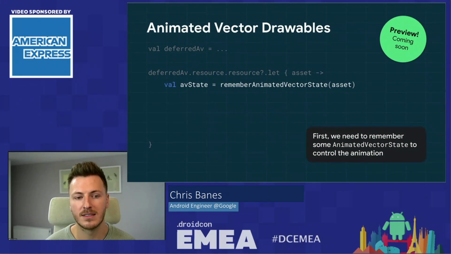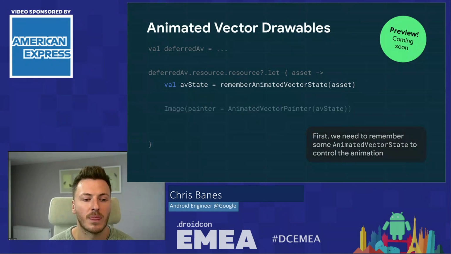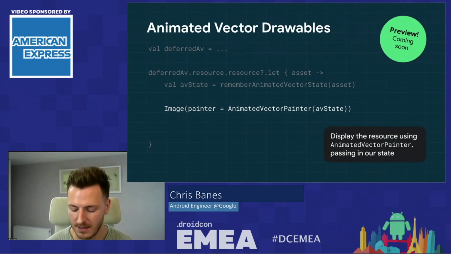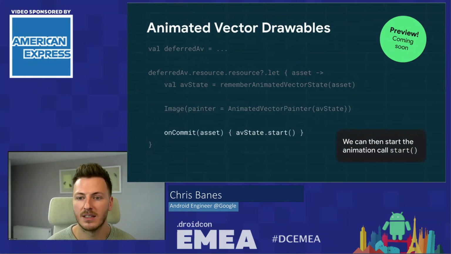Now, to display it's slightly different. We need to create, remember, an animated vector state. And that allows us to actually control the animation. Remember, this is an animated drawable. It's not just a static thing. And then we can display it. We do that by creating an animated vector painter, giving it that state. And then finally, we just start the animation. And so here we're just doing it in an on-commit lambda, so that whenever it's first loaded, it just starts. But you can imagine this could be hooked up to scroll events or, I don't know, click or whatever you need to be. But the way you do it is via calling the start function on the state.